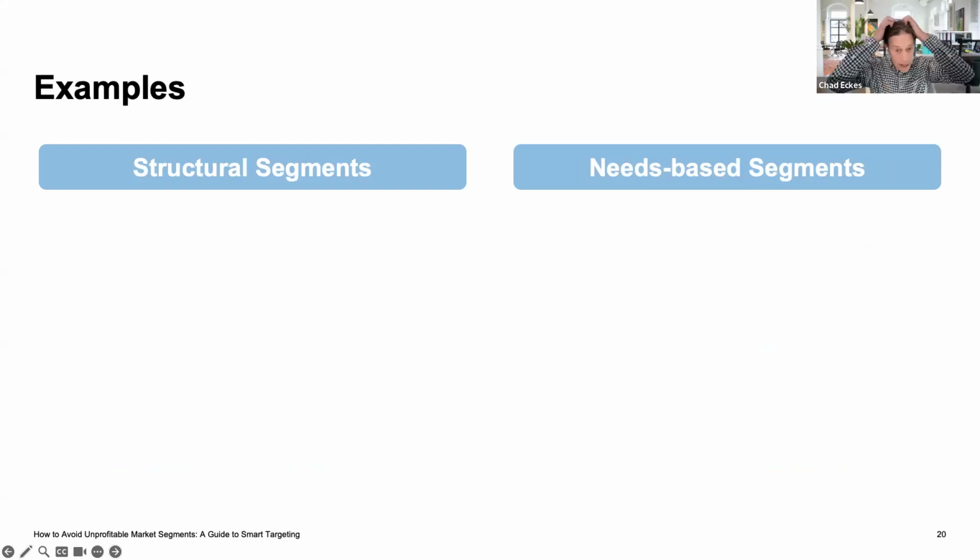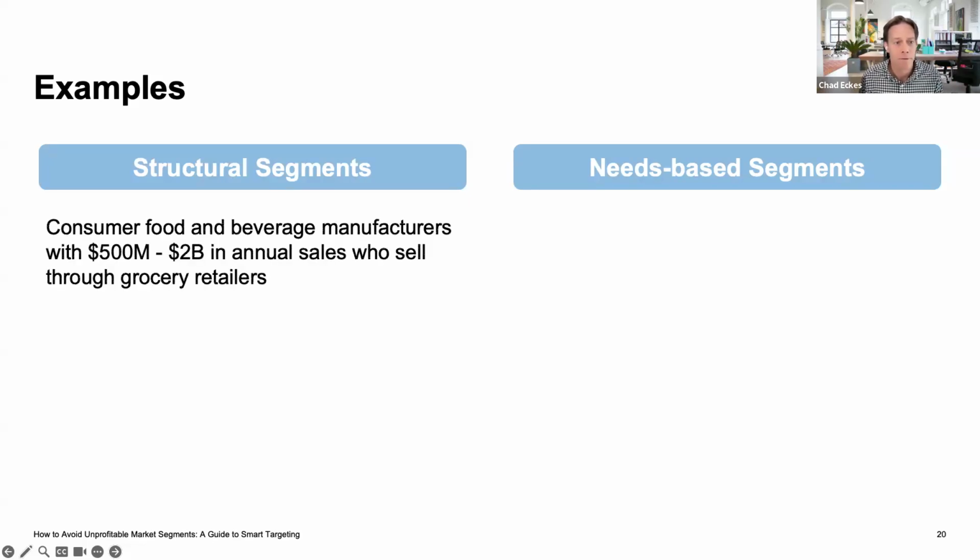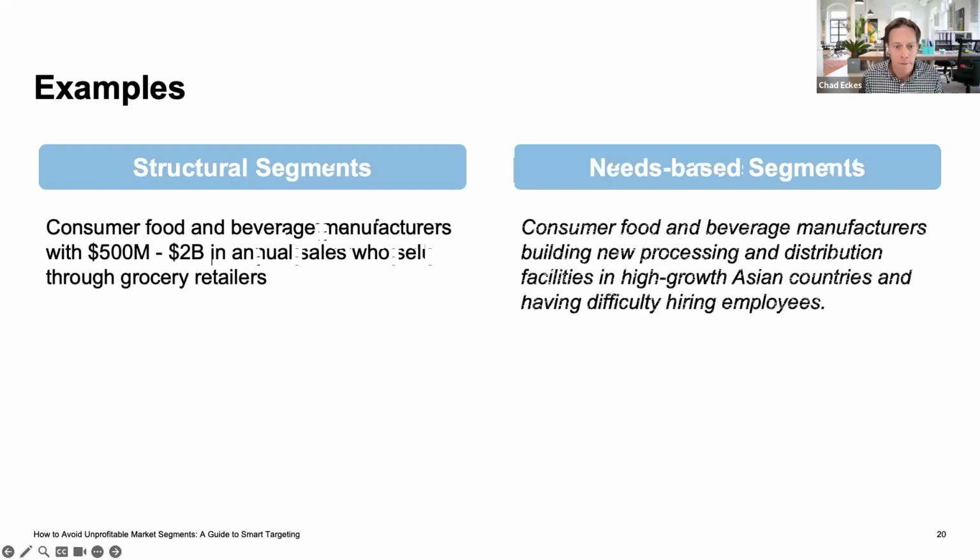Okay. Just to bring these concepts to life, I'll provide a few examples of structural versus needs-based, and then maybe if somebody wants to throw out another one at the end, we can do that as well. One example: a structural segment could be consumer food and bev manufacturers with a certain range of sales who sell through grocery retailers. Compare that to consumer food and beverage manufacturers that are building new processing and distribution facilities in high growth Asian countries and are having difficulty hiring employees, right? Very different. You can see how the needs-based segment is much more specific, and it actually targets a specific pain point.